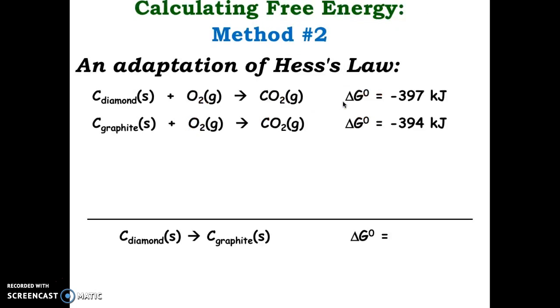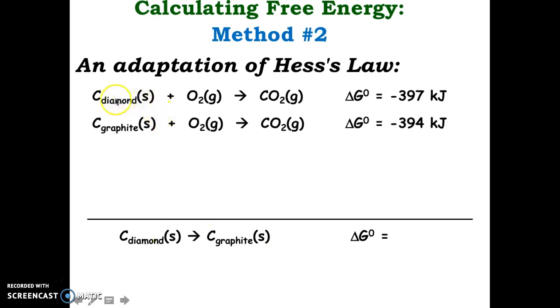We can use an adaptation of Hess's law. So we can look up the delta G for various reactions and add them up to get the overall delta G. So what we're looking at is these two reactions can be added together to get this reaction. Again, we're going to do the same thing we've been doing with Hess's law and delta H. It's just now we're going to apply that to delta G. So I want these two reactions, reaction 1 and 2, to add up to reaction 3 right here.